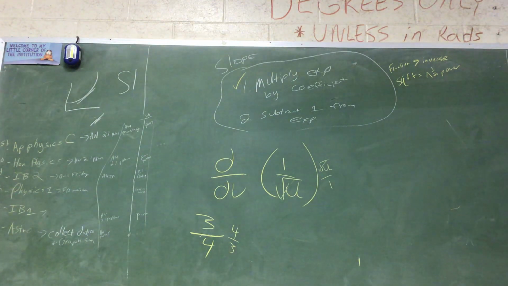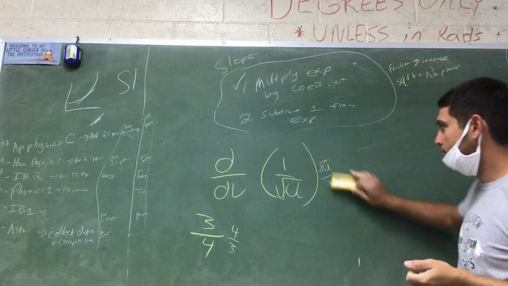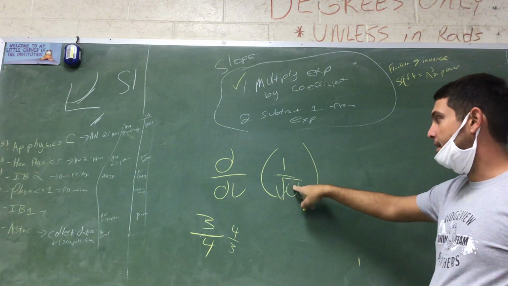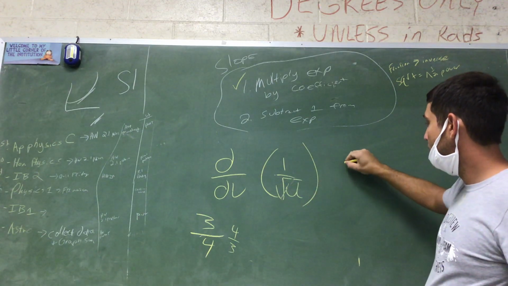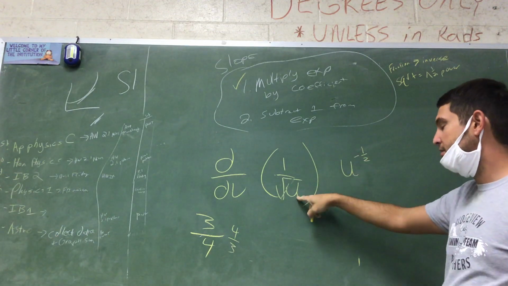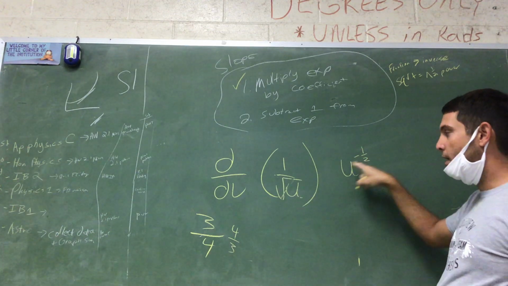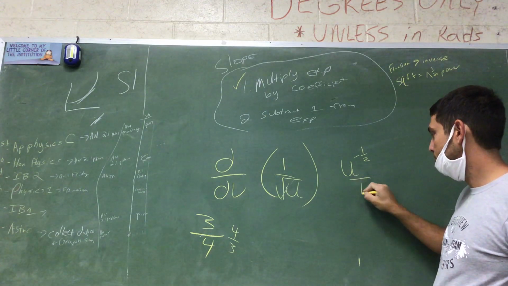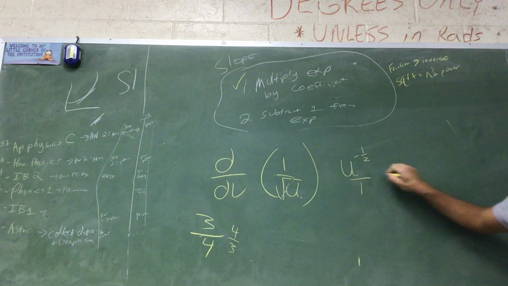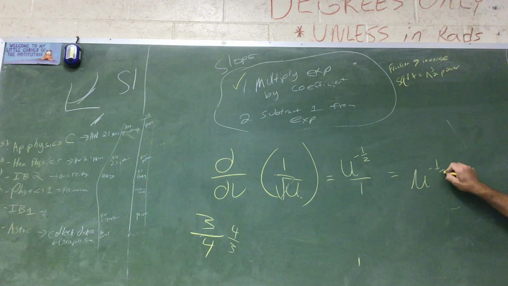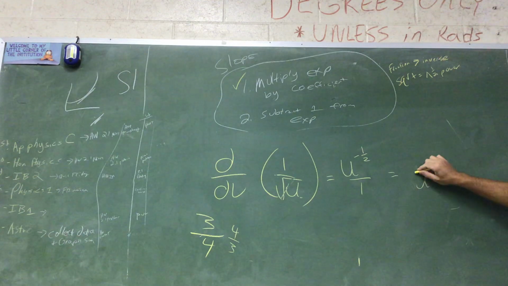And this thing looks incredibly horrifying. No, it gets twice as bad. But if I rewrite this as u to the negative 1/2, negative because it's in the denominator, to the 1/2 power because of the square root, over 1, then that just becomes u to the negative 1/2, not mu, just u.